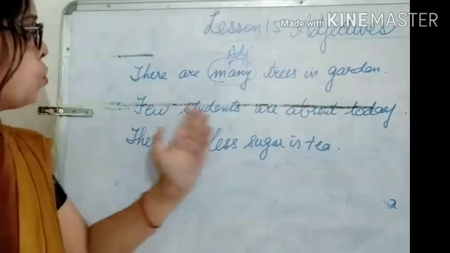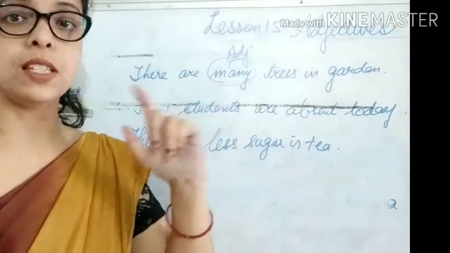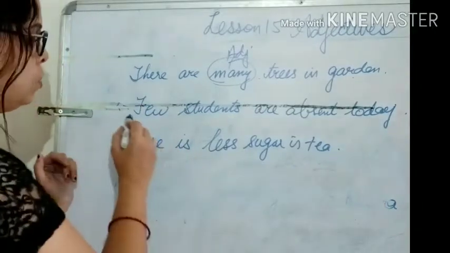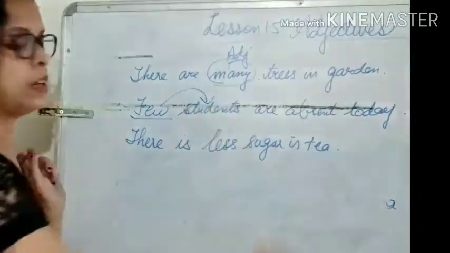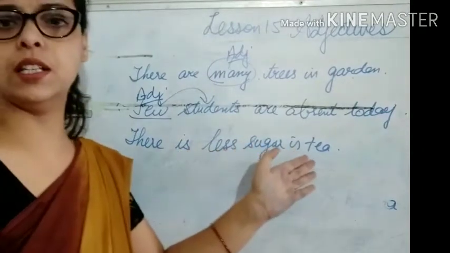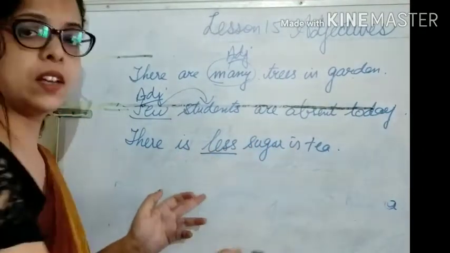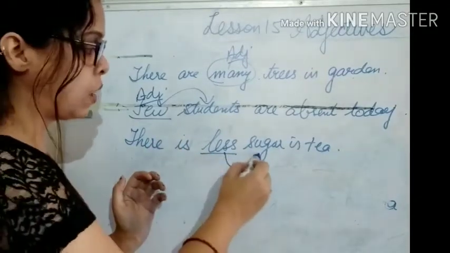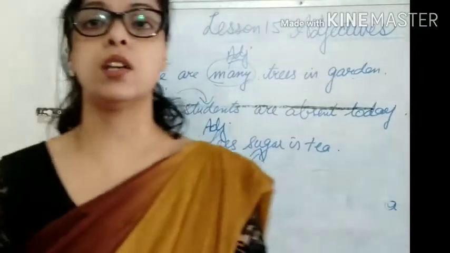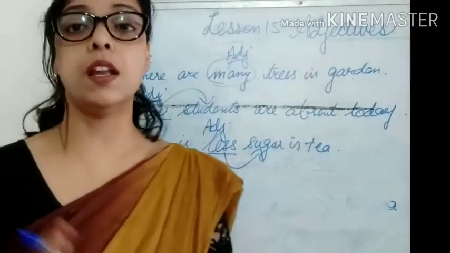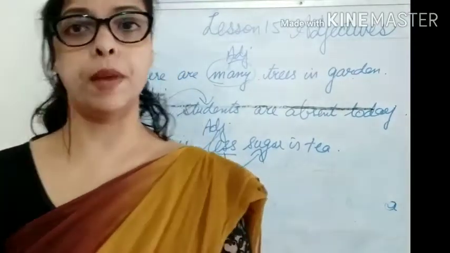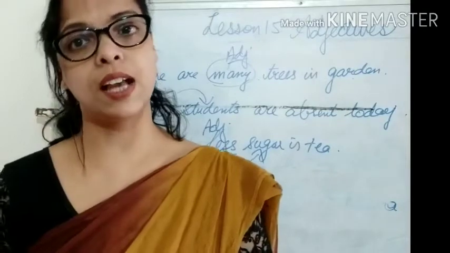Few students are absent today. So how many students? Again, not an exact number, but still we have got some idea that few students are absent. Not much, few. So this is also describing the noun students. So this is also used as an adjective. There is less sugar in tea. Now this less is giving you some idea about the quantity of the noun sugar. So this is also used as an adjective. So we see that the colors or the numbers, whether telling a definite number or not, like some, more, many, few, less, these also can be used as adjectives.